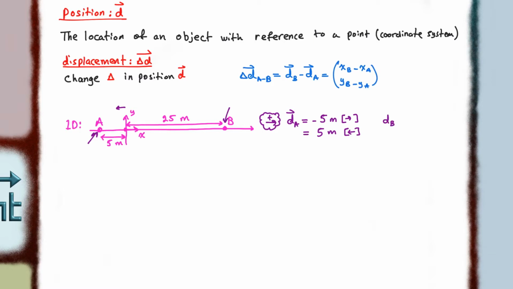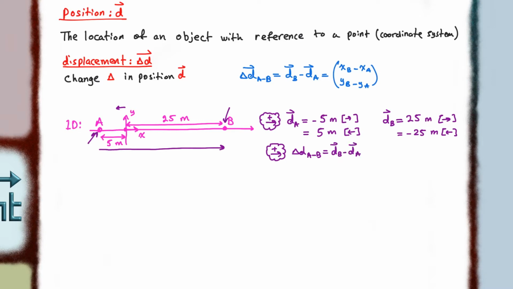For position B, it's located 25 meters to the right, so positive 25 meters to the right, or negative 25 meters to the left of the coordinate system. Let's look at the displacement from A to B. We're going to take right to be positive. The displacement is shown in the diagram, and the displacement is equal to position B minus position A. So to do this, we're going to take 25 minus negative 5, and those are the positions that's shown above, and we get 30 meters to the right as our final answer, and that makes sense. B is 30 meters to the right of position A.